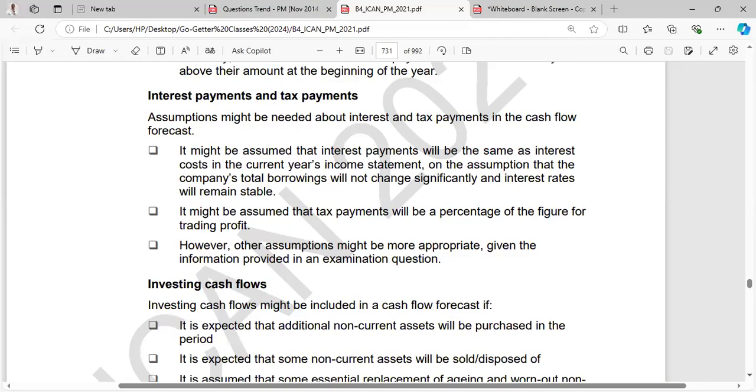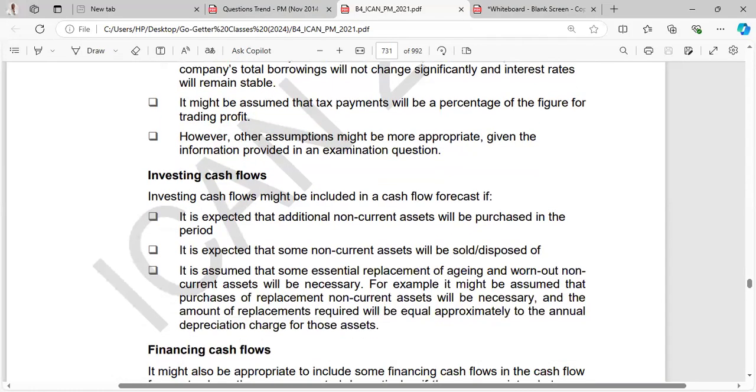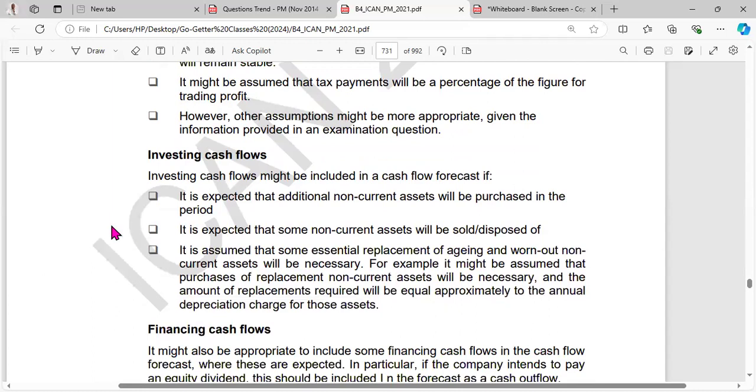Then the investing cash flow. Investing cash flow might be included if it is expected that additional non-current assets will be bought, or that some assets will be sold, or it's assumed that some essential replacement of aging and worn out non-current assets will be necessary.